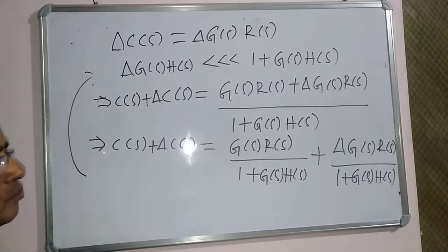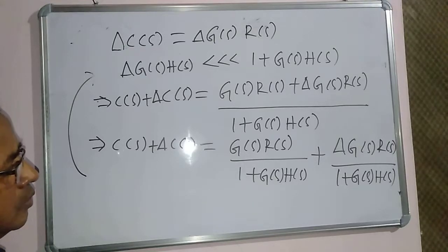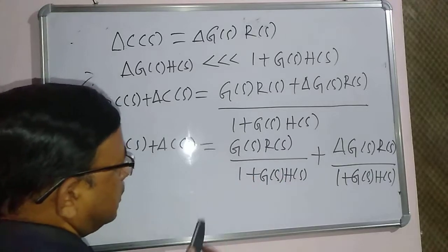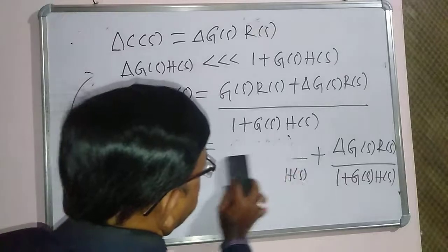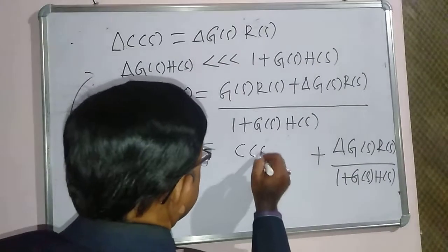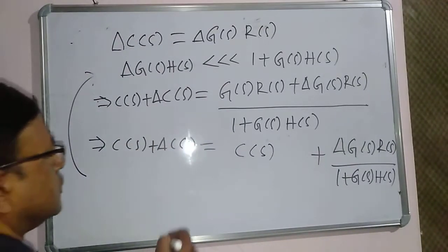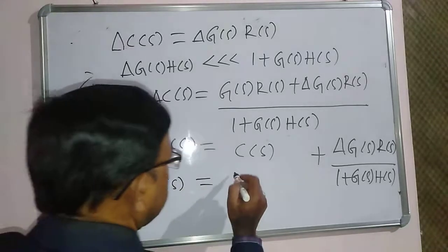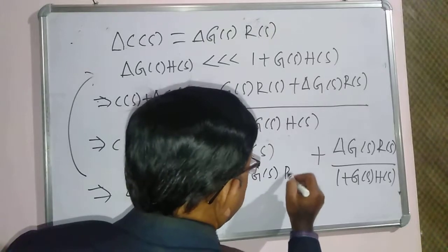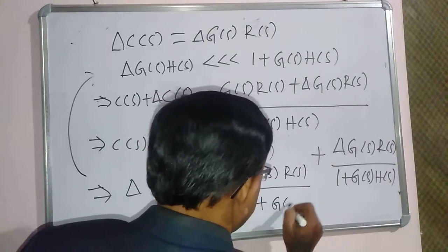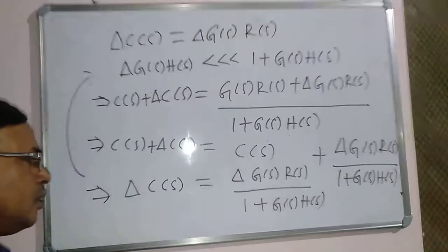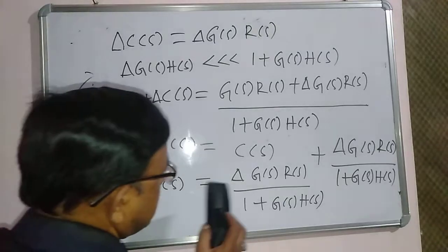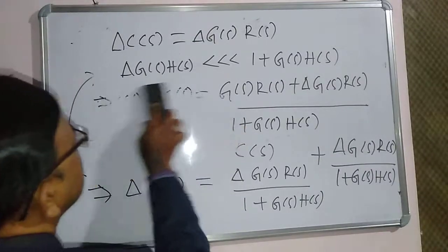So now this is your C of S, that is C of S is equal to G of S into R of S by 1 plus G of S H of S. This we can replace by C of S. So if we compare both these terms, this implies that del C of S is equal to del G of S into R of S divided by 1 plus G of S into H of S. So this is the change in controlled output due to parameter variation in a feedback control system.